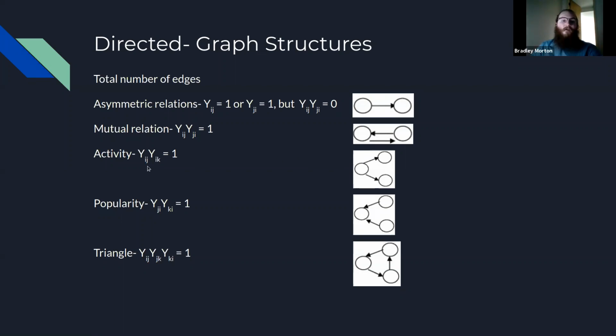Activity is defined as y_ij = y_ik = 1, and popularity is defined as y_ji = y_ki = 1. And clearly, you can define these with larger numbers as well. Triangles end up looking about the same as before. You just need to be able to follow the arrows in order to get back to where you started. And again, you can have cycles of longer lengths. And there are many, many more possible things that can be used. Transitivity structures are very common in looking at social data, but I just don't have time to go into all of that.